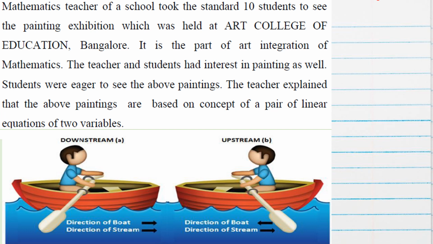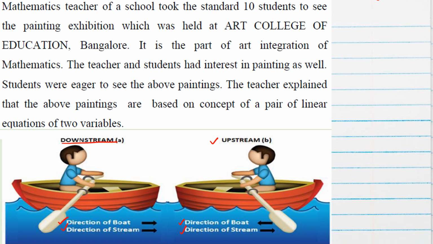The teacher explained that the above paintings are based on the concept of a pair of linear equations in two variables. In this given picture, you can see the downstream condition is given to us. The direction of the boat and the direction of the stream are the same in the downstream condition. In the upstream condition, both the directions are different.